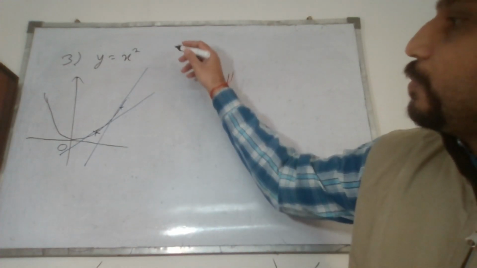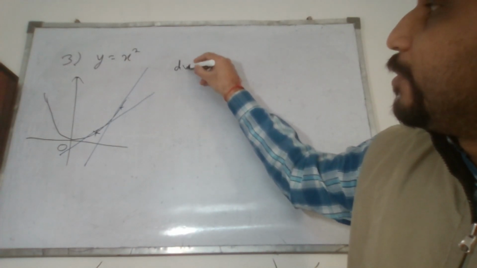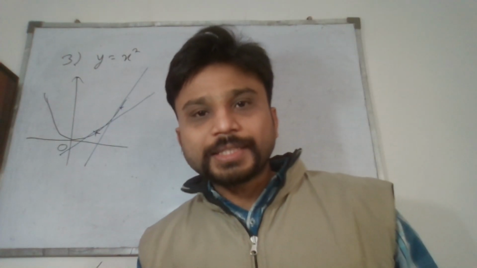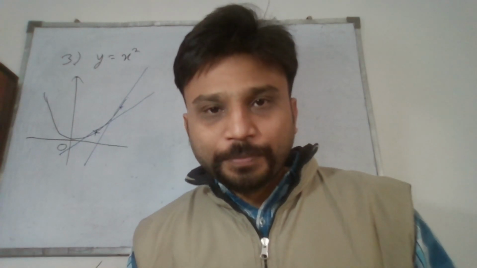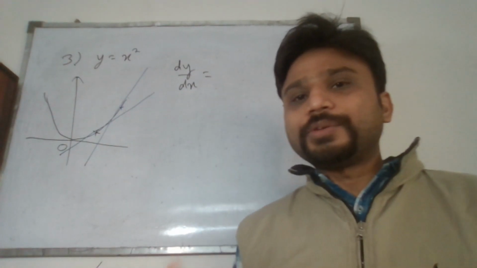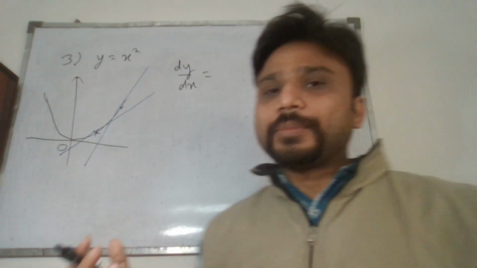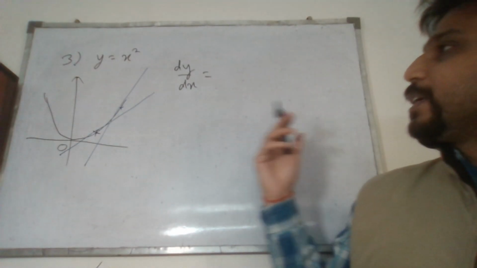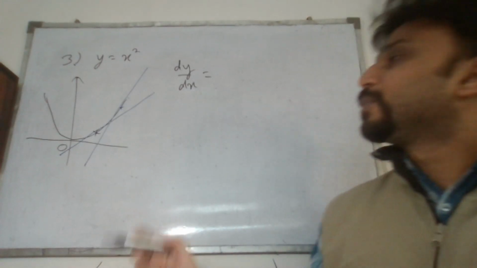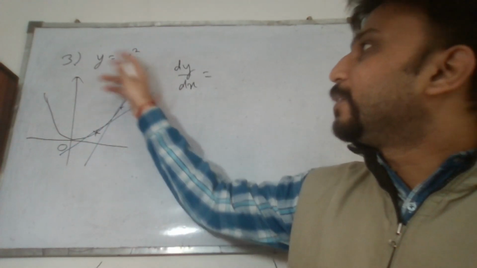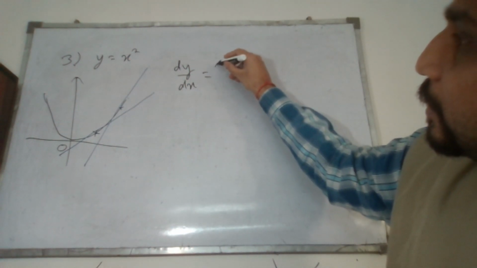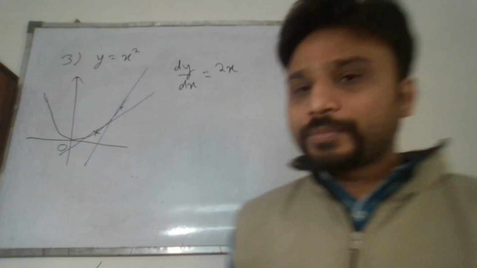So that means that when I determine the value of dy by dx, it must vary with some quantity. For now, we are not going into details of how we obtain dy by dx, but we can just write an equation for what it is. So we'll say y equals x square. If this is the equation, then its derivative is 2x.